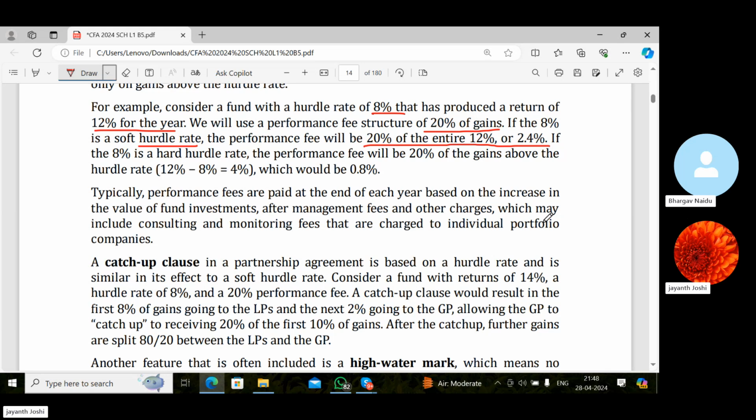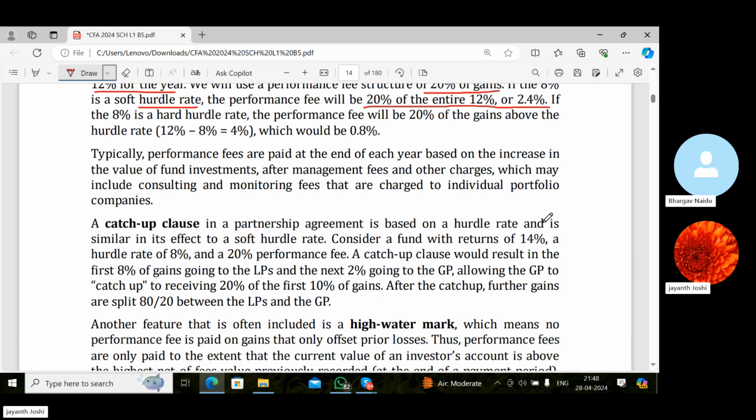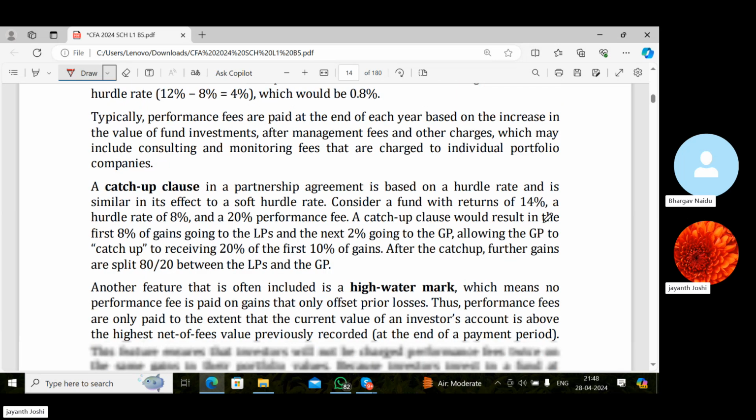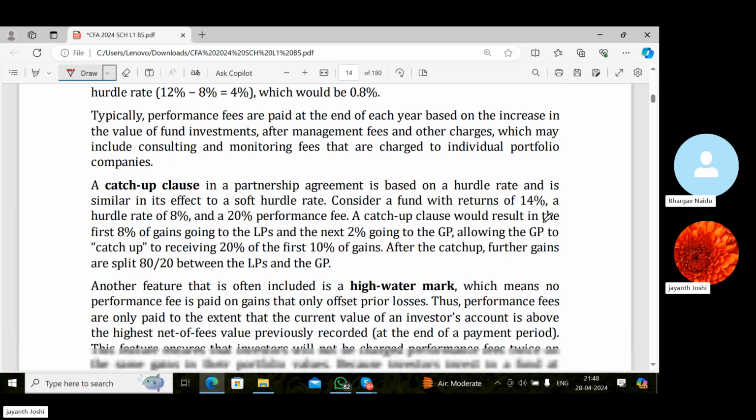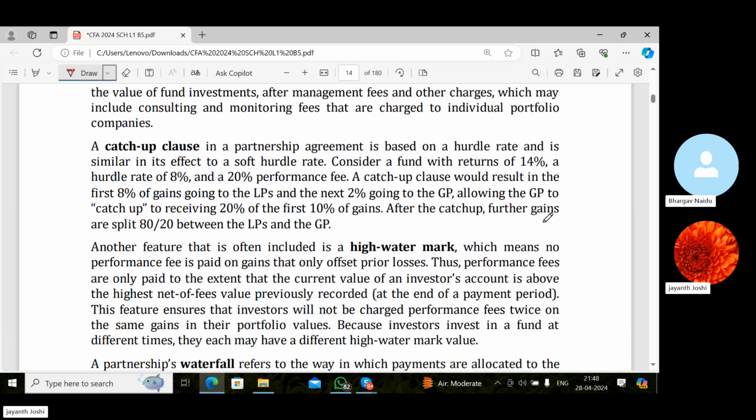Performance fees are paid at the end of each year based on the increase in the value of fund investment after management fees and other charges, which may include consulting and monitoring fees that are charged to individual portfolio companies. A catch-up clause in a partnership agreement is based on the hurdle rate and is similar in its effect to a soft hurdle rate. Consider a fund with returns of 14%, a hurdle rate of 8% and 20% for the performance fee.